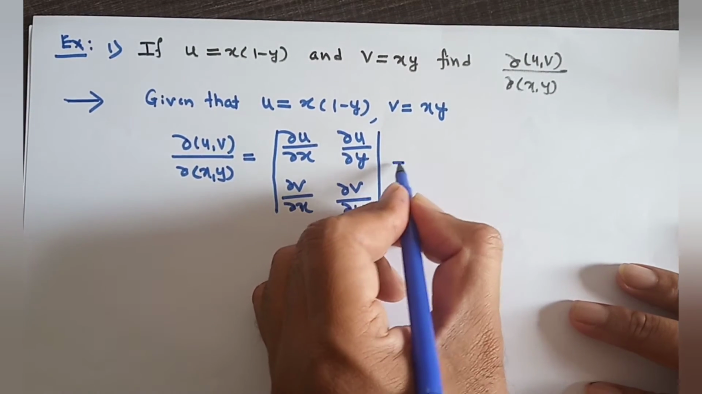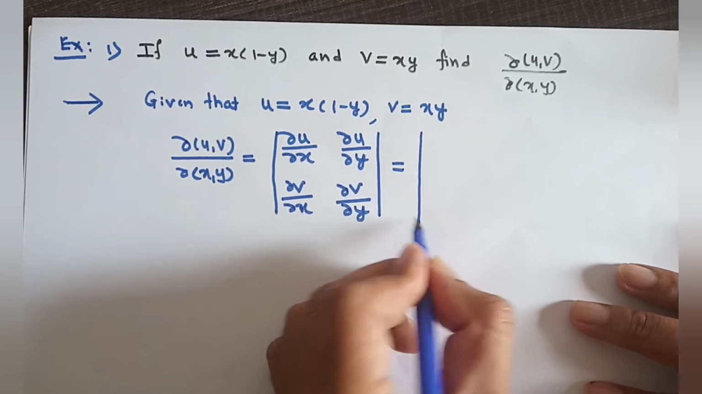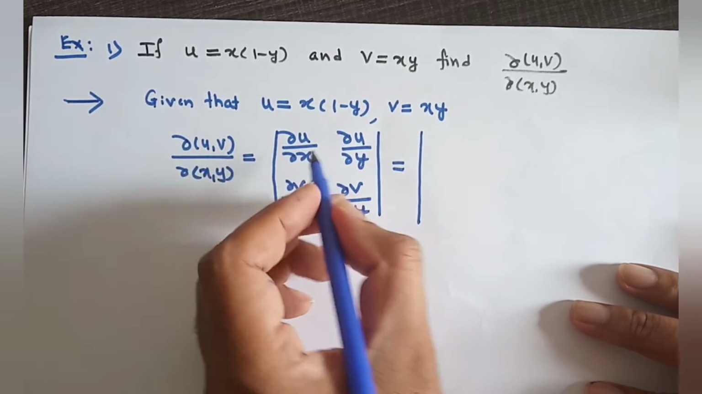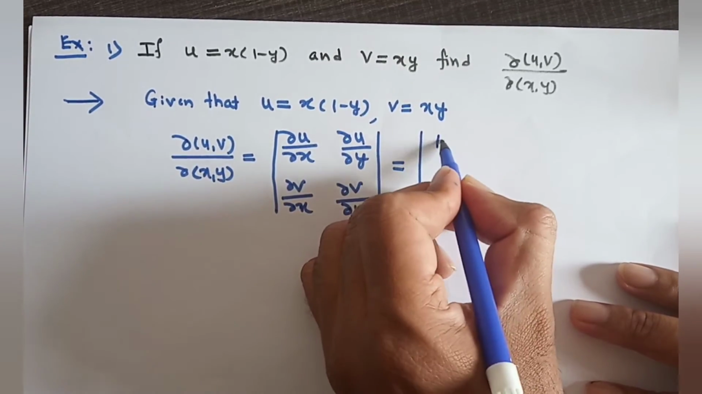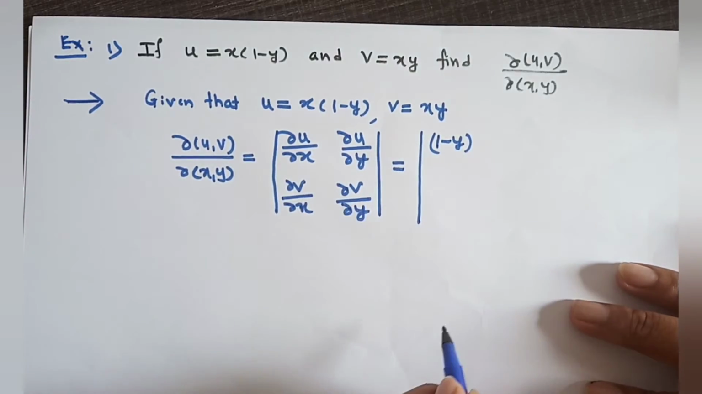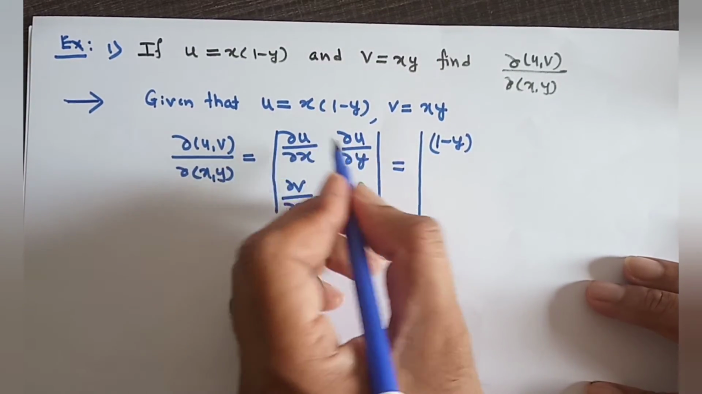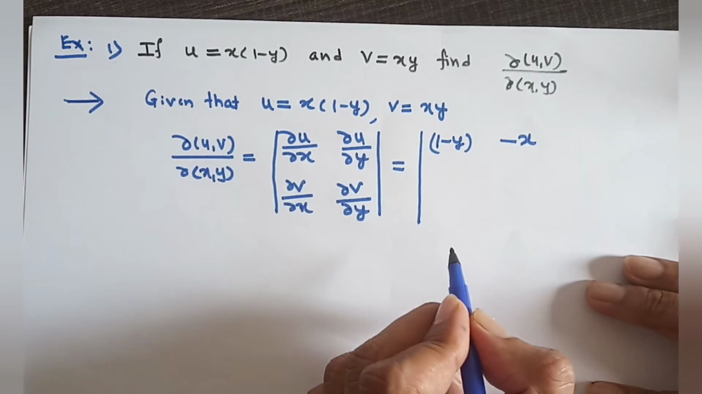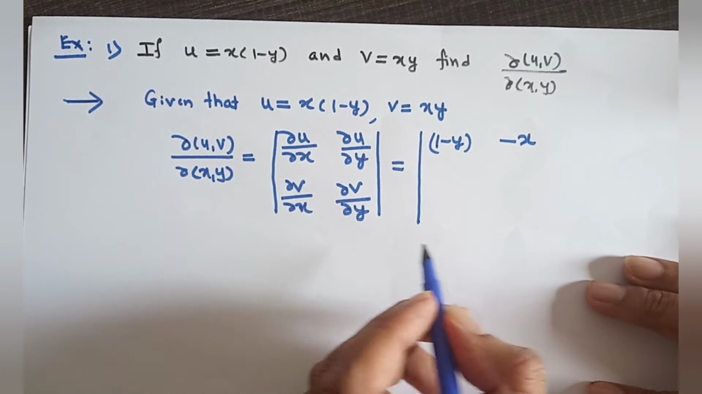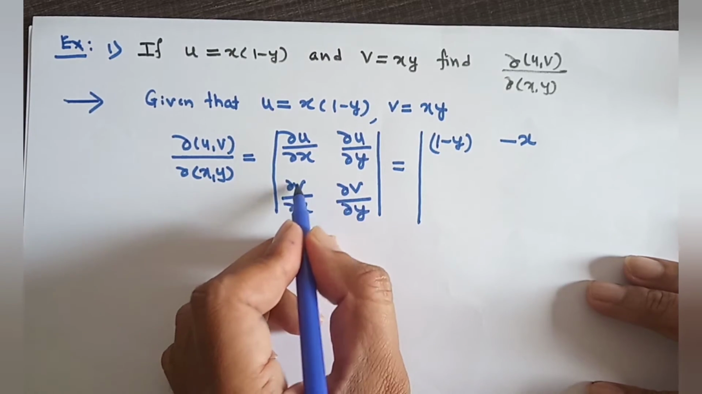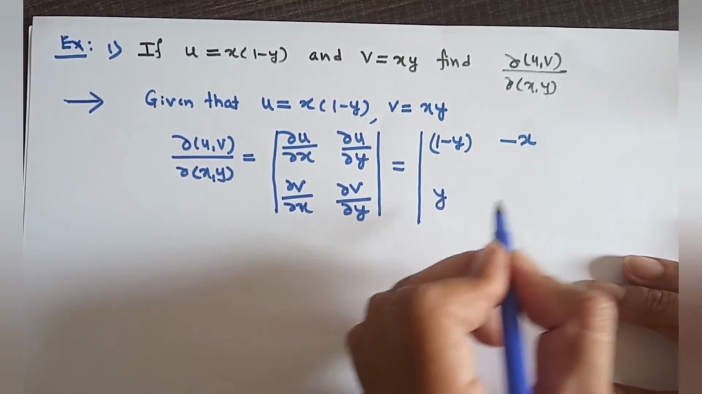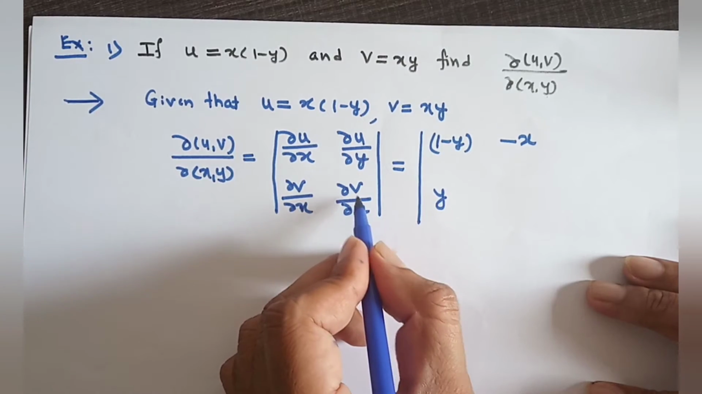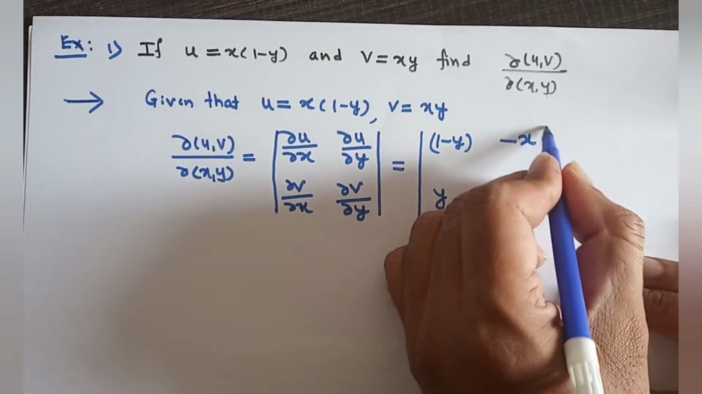What is del u by del x? Partial derivative of u with respect to x. What is differentiation of u with respect to x? It is 1 minus y. What is differentiation of u with respect to y? It is minus x. Partial derivative of v with respect to x is y, and with respect to y is x.